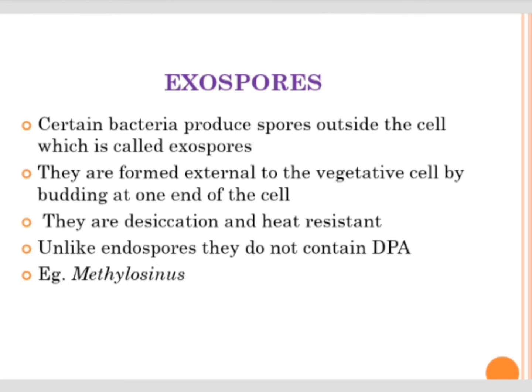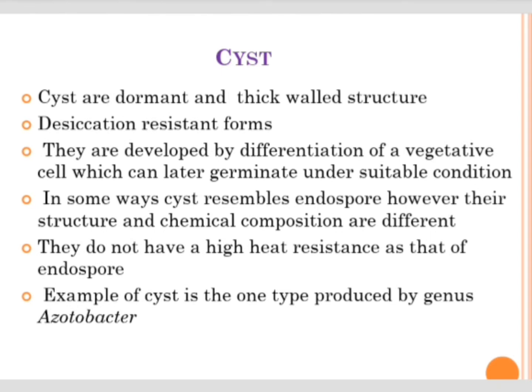Methylosinus are methane-oxidizing bacteria. Next is cyst. Cysts are dormant, thick-walled structures, and they are also desiccation resistant forms. They are developed by the differentiation of vegetative cells, and they can later germinate under favorable conditions into a complete bacterium. A cyst resembles an endospore, but differs from it in structure and chemical composition, and is less heat resistant than the endospore. An example of a bacterial genus that forms cysts is Azotobacter. Azotobacter are free-living nitrogen fixers.